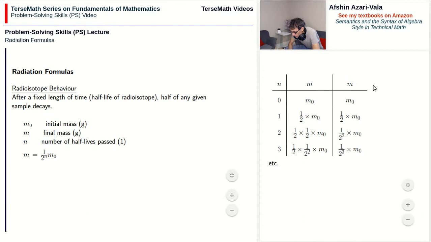Mass left, which would be here, mass left is equal to this amount. And after n half-lives, then the exponent of 2 will be n. At the end of one half-life, exponent was 1. At the end of 2 half-lives, exponent was 2. At the end of 3 half-lives, exponent is 3. So at the end of n half-lives, we will have 1 over 2 to the power of n. And of course, that's multiplied by m0.